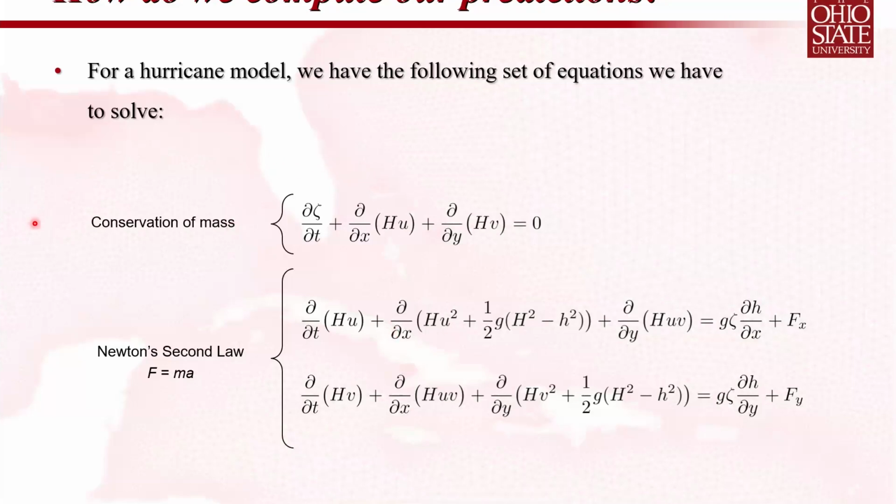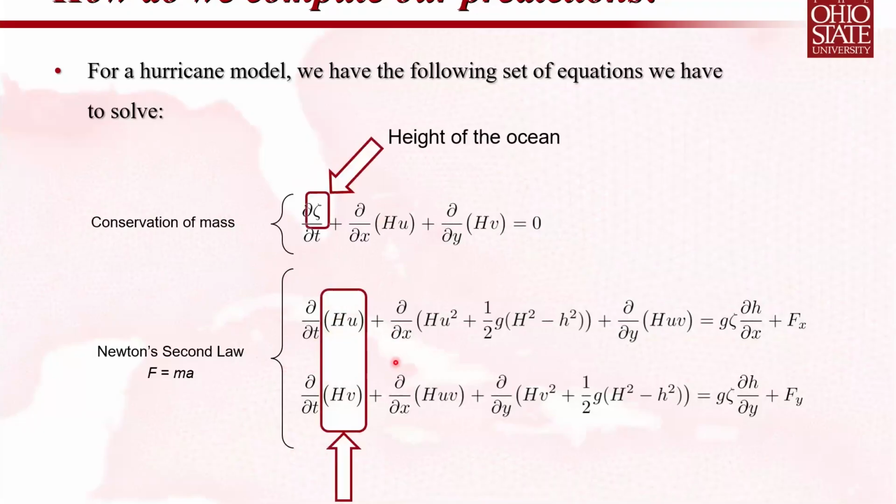So it just consists of the conservation of mass, which is the first equation here. And then these next 2 equations, although they look pretty complicated, it's just an application of Newton's second law to the water. And what we're solving for, given that we have 3 equations, we can solve for the 3 unknowns. We're looking for the height of the ocean, or the water surface elevation, and then we're solving for the depth average velocity of the water within the ocean.